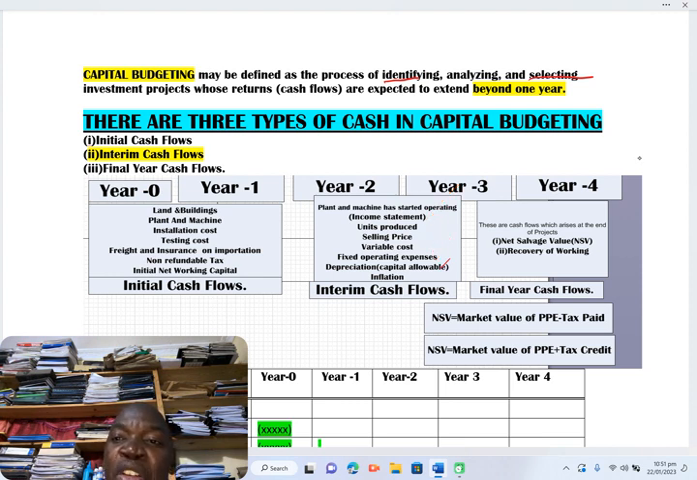Lastly, at the end of the project, assuming the project is 4 years, you need to dispose of the machine. You need to pay the tax. If taxes are in arrears, you need to recover the net working capital as such. So there are 2 cash flows: we have net salvage value, and we have recovery of working capital.